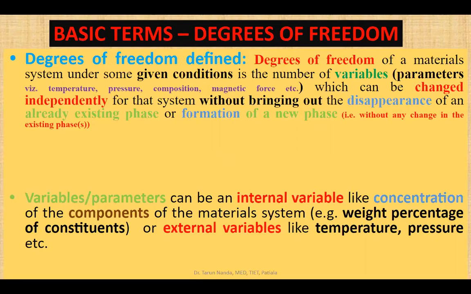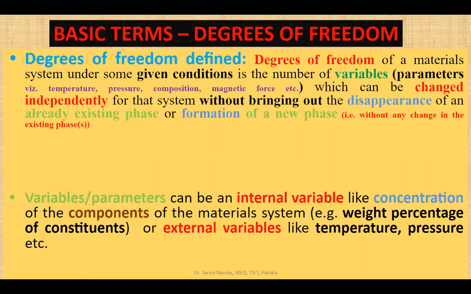For example, you say, sir, there is only one variable that can be changed independently and its change will not lead to any phase changes in the system. This system has got 1 degrees of freedom. But if you say, sir, under these given conditions, for this material system, I can change 4 parameters and still the phases would not change, nor in number, nor in type, this system has got 4 degrees of freedom, right?